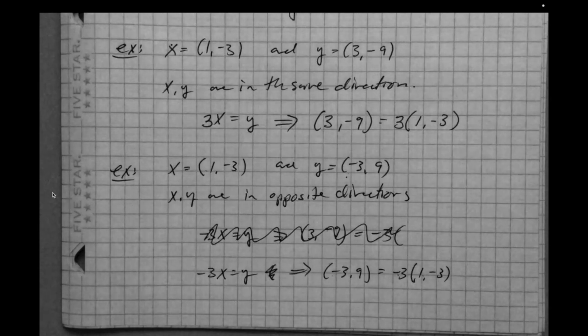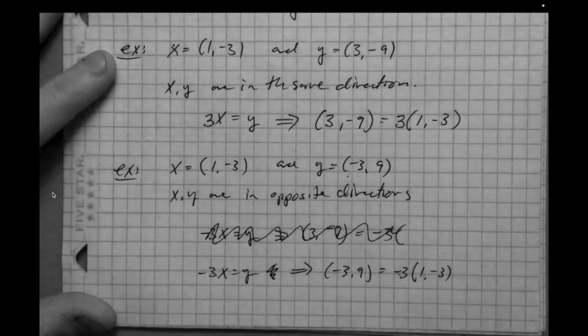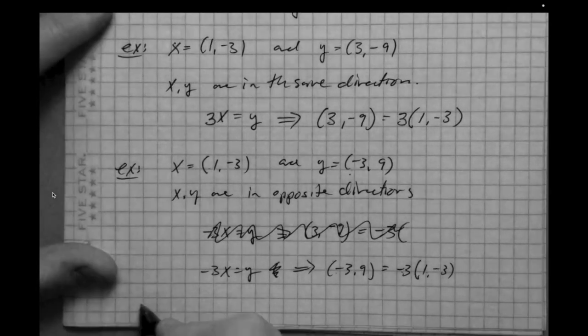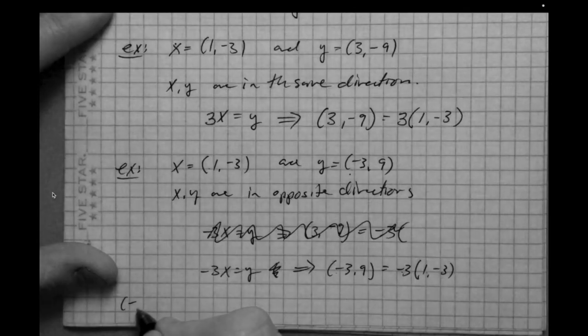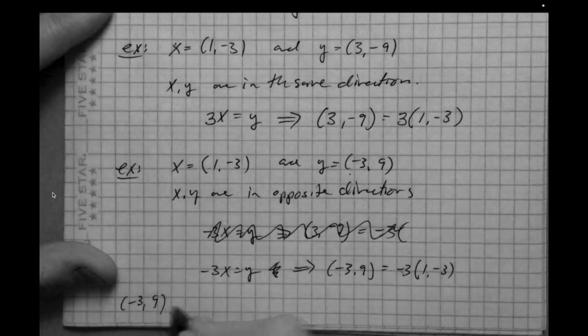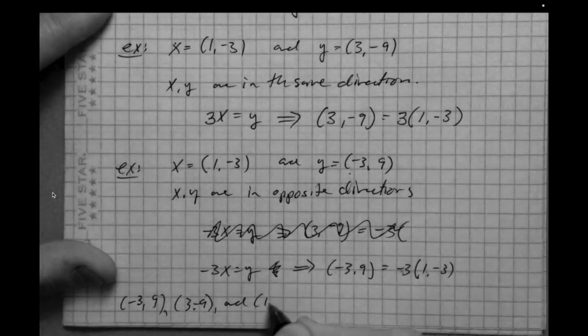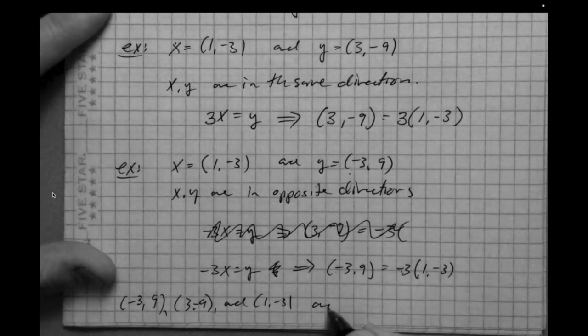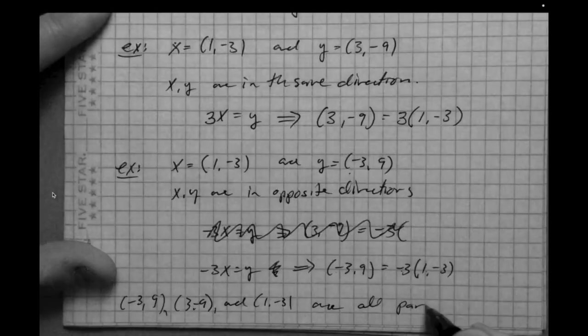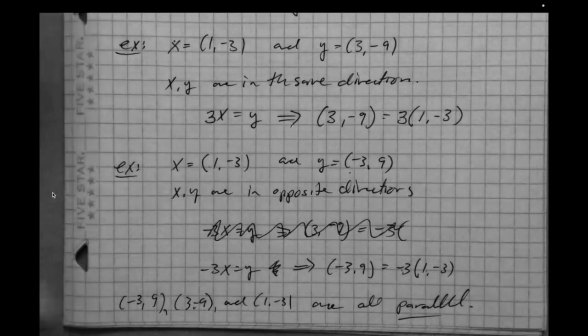All right. And then obviously all three of the vectors given are parallel. So (-3, 9), (3, -9), and (1, -3) are all parallel, because of these various c's that can be chosen to make them align.